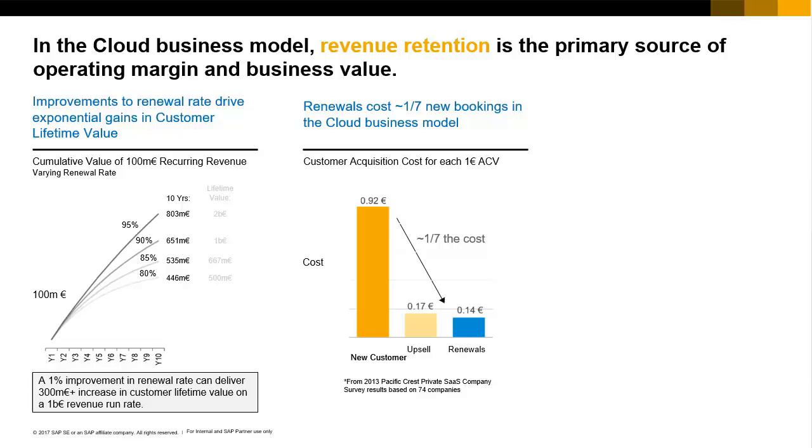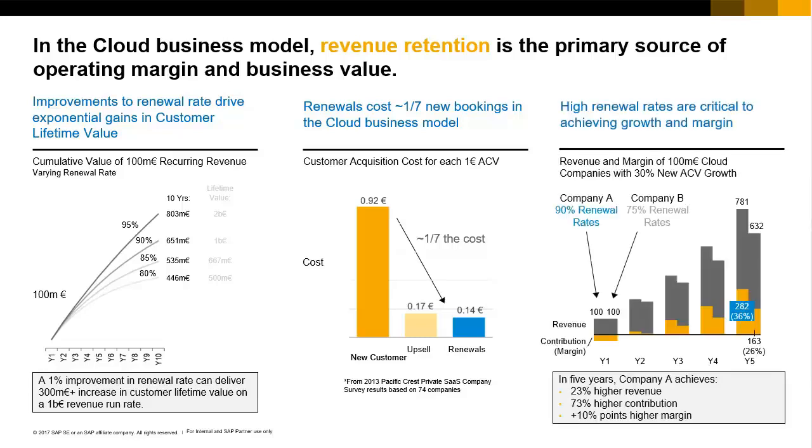In fact, according to a Pacific Crest private SaaS company survey, the fastest growing SaaS companies are successfully leveraging upsell to drive revenue growth. And number 3, all of this leads us to the fact that higher renewal rates are critical to achieving growth and margin.